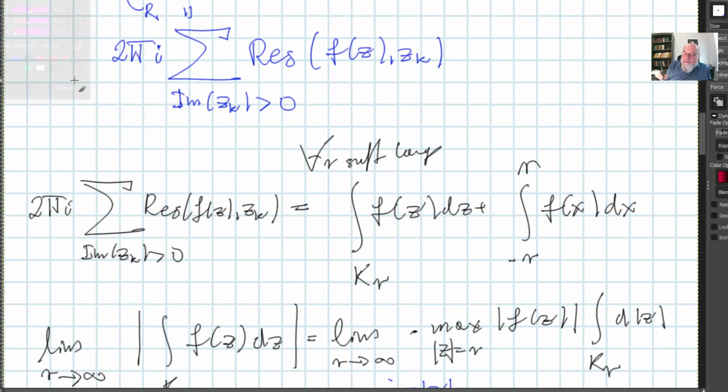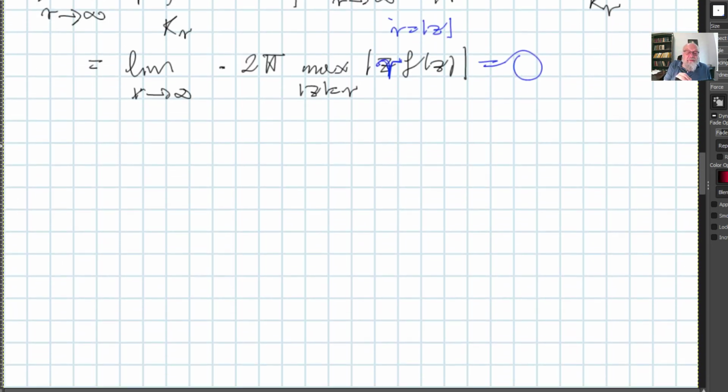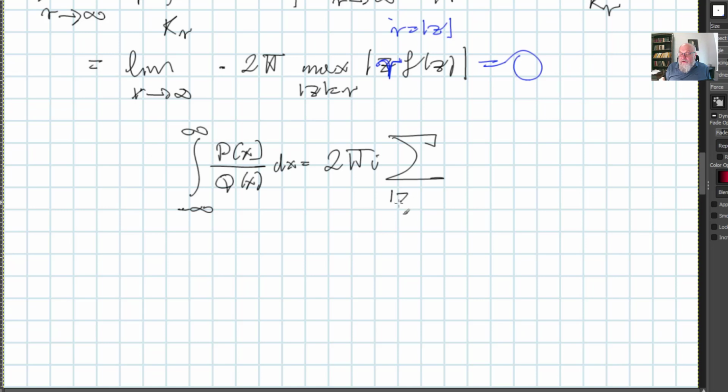goes to 0 as r goes to infinity, and this goes to the integral from minus infinity to infinity of f(x) dx, and we derive the formula, and we obtain that the integral from minus infinity to infinity of P(x) over Q(x), that's my f(x), dx, is equal to pi i times the sum over all z_k such that the imaginary part of z_k is larger than 0, of the residue of P(z) over Q(z), that's my function f(z), at the point z_k.